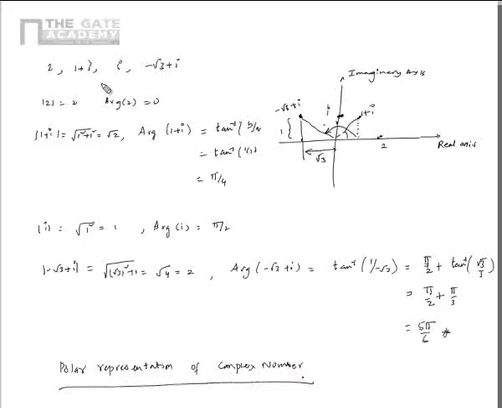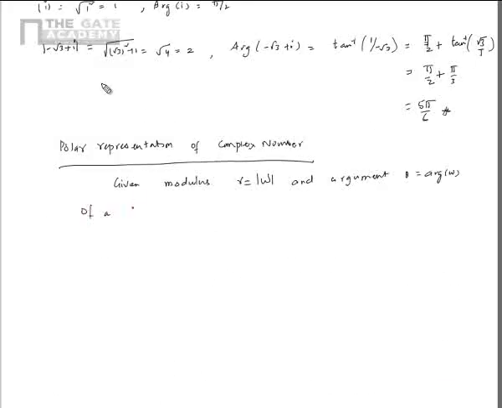Okay, so given the modulus r is equal to mod w, where w is the complex number, and argument theta is the argument of the complex number w, which is a plus ib, then we have a is r cos theta and b is r sin theta. So this you can readily observe from the graph.